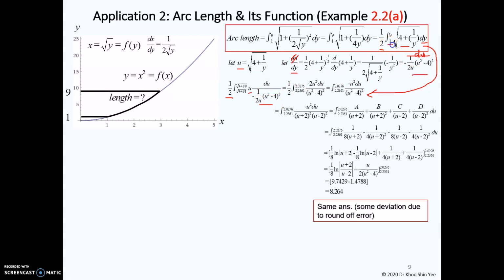When the lower limit is 1, where y is equal to 1, substitute inside this formula, and you obtain the lower limit for u, which is this. And when y is equal to 9, substitute inside here, then you should obtain u equal to this. You can bring the 2u to the top and multiply with the u to obtain 2u squared, and the constant 2 here can be cancelled to get this.